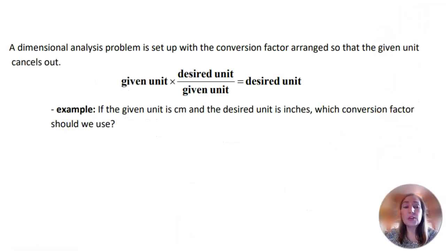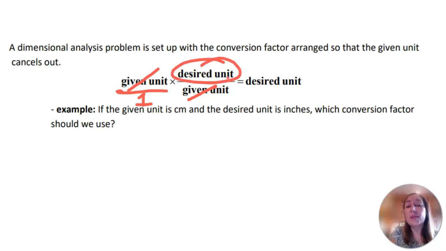Okay. So a dimensional analysis problem is set up with the conversion factor arranged so that whatever unit you've been given your number in cancels out. So you need your given unit to cancel in your numerator and in your denominator. It's really like the given amount and its unit are just over 1 so that nothing else is there. I like to put 1 there as a placeholder so we don't accidentally put something else. Then the unit that remains at the end is our desired unit.